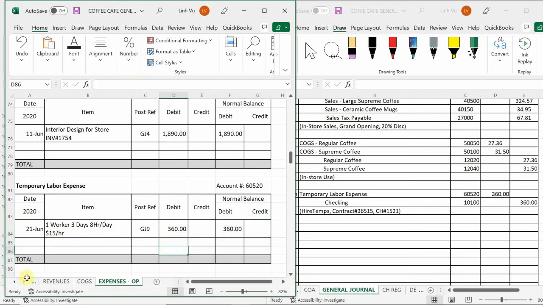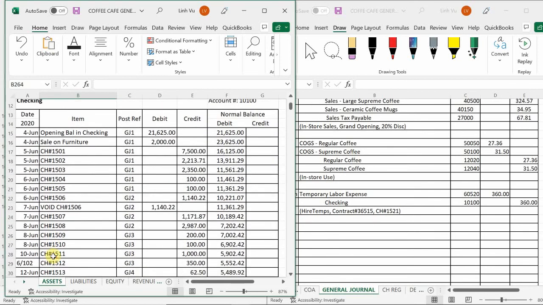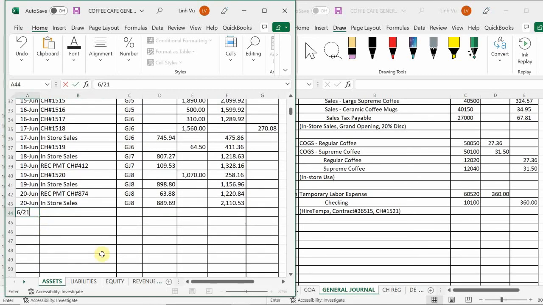And then since we wrote a check, we need to update my checking account. Here we are, checking. We wrote check number 1521, General Journal page 9. How much did we write the check out for? $360. So how much money should I have left in my bank? $1750.53. Good. So we did the journal. We did the ledger. What's next?